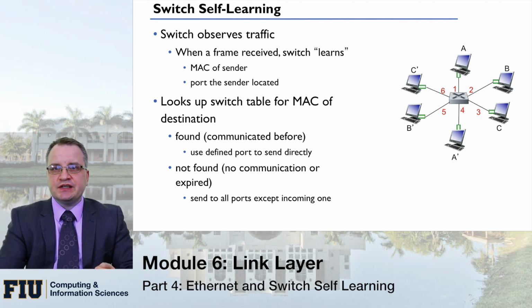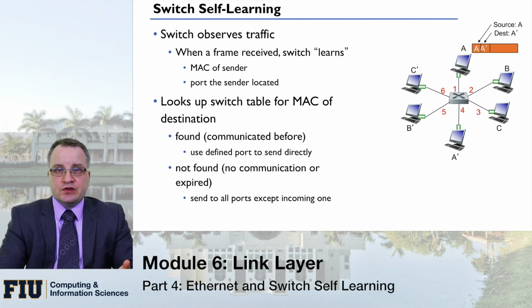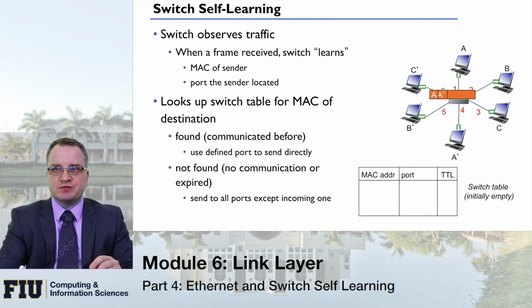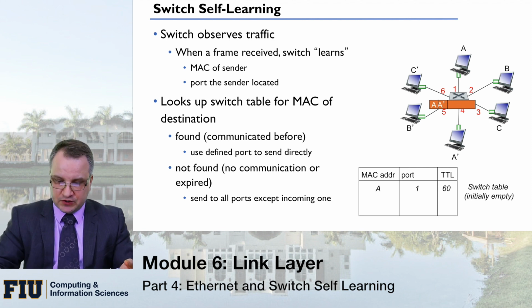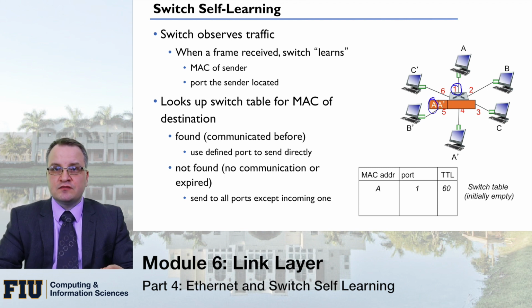To illustrate what I was just saying, simply assume node A wants to send a frame towards A prime. It will create this frame and send it out to the network. And just as a small note, initially we don't have anything in the switch table. As soon as the switch receives this frame, it knows that this frame came from A, because it's observing the source address from the frame, and it knows that this frame came from port 1. Now it knows that for future reference, if someone sends a frame towards A, it will need to be sent out to port 1.